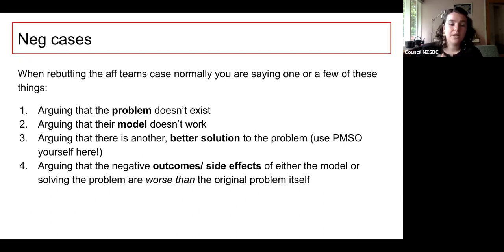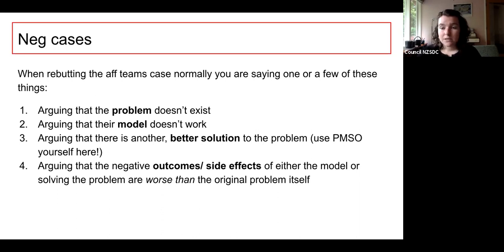The fourth thing that you can do is to argue that maybe you solve that problem, but it's not worth it because there's a lot of negative impacts or negative side effects as a result of doing that thing. So you solve the problem, but the thing that happens instead is way worse than the original problem. And you don't necessarily have to do only one of those things. You can do a combination. You can say the problem's not really that bad and the model doesn't really solve the problem. And anyway, there's heaps of negative side effects to doing that.